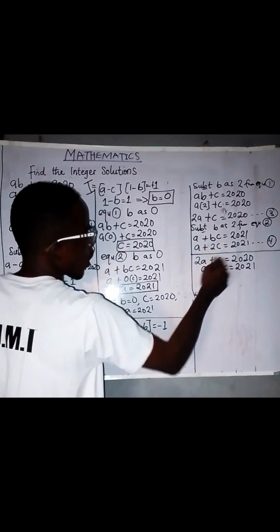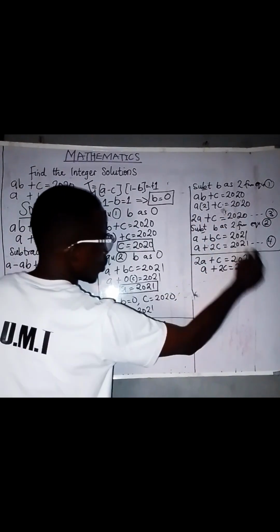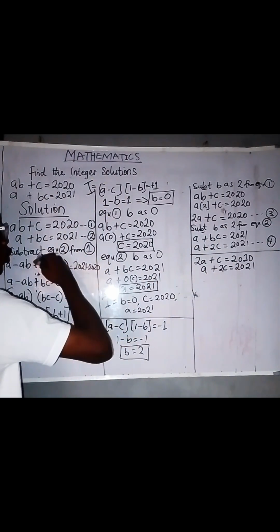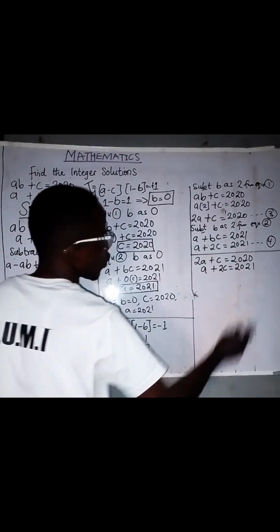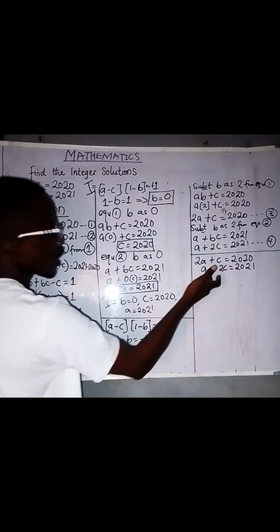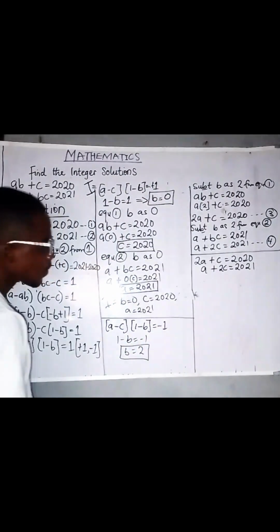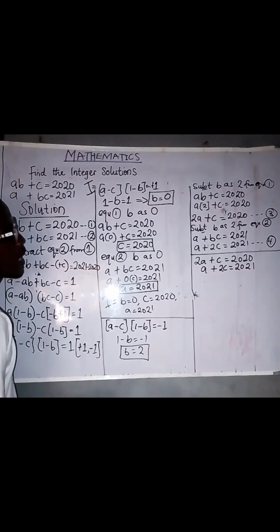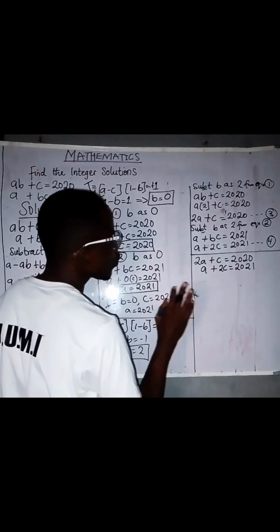I'm substituting B as 2 from equation 1, and also repeating that in equation 2. Repeating it in equation 1 gave me this, which I named equation 3. Then repeating that in equation 2 gave me this, which I named equation 4. Now from this I have another simultaneous equation. So what do I do here? Now I want to eliminate one value.